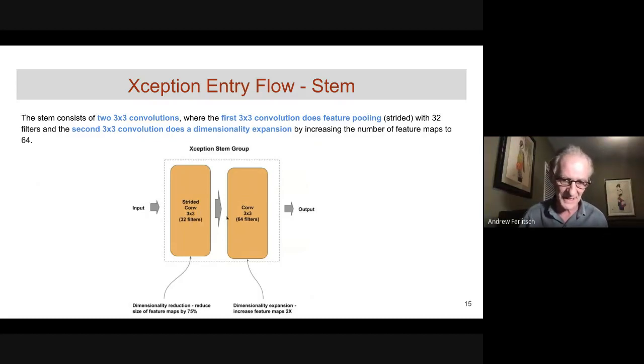So here you have your stack of 2 3x3 convolutions. Now the first one was a strided convolution, which means it did feature pooling, and produced 32 filters. And then the next one outputted 64 filters. So you have this kind of strange different step where the first 3x3 is actually reducing the amount of information by feature pooling. And then the next one is actually doing a dimensionality expansion by doubling the number of feature maps.